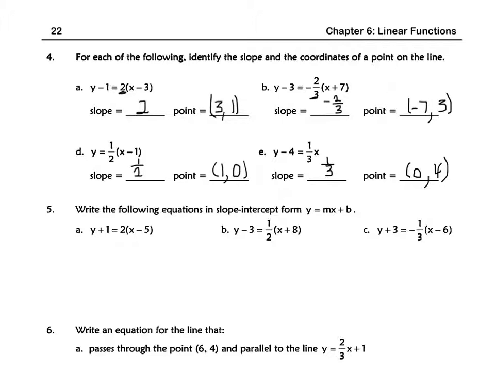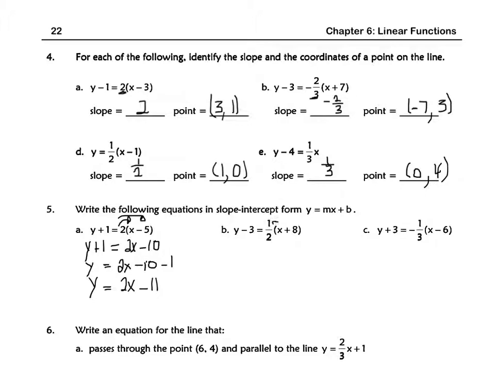Okay, question 5 asks you to write the following equations in slope-intercept form. So that means we're going to have to use the distributive property to get rid of the brackets and then isolate the y. So this is going to be y plus 1 equals 2x minus 10. And then just isolate your y by bringing that 1 over, or subtracting 1 from both sides. So it's going to be negative 10 minus 1, which means you're going to get 2x minus 11.